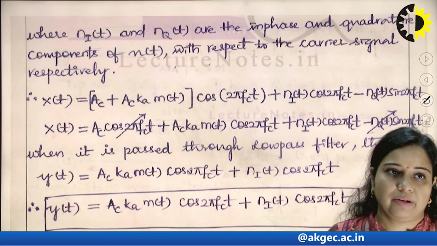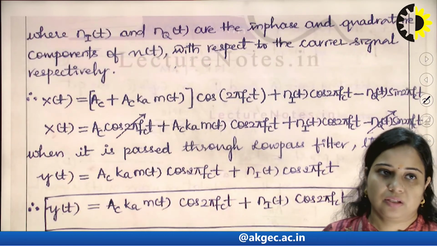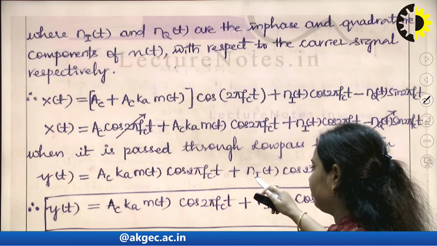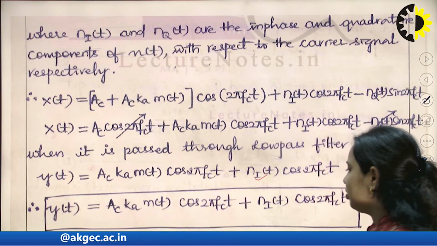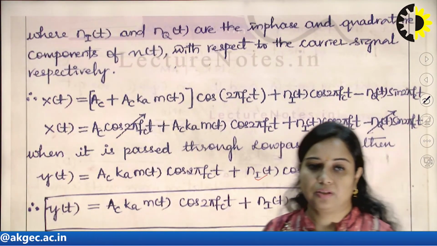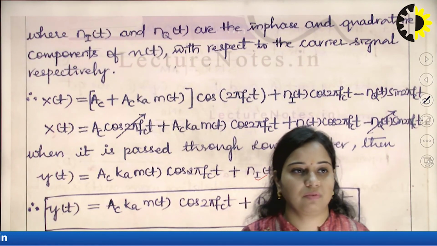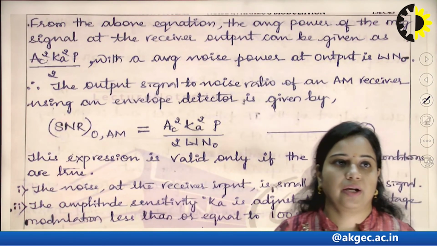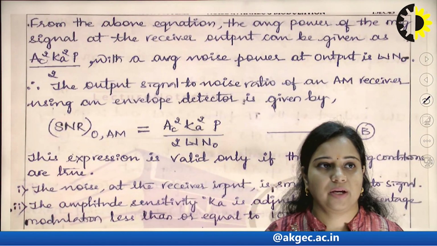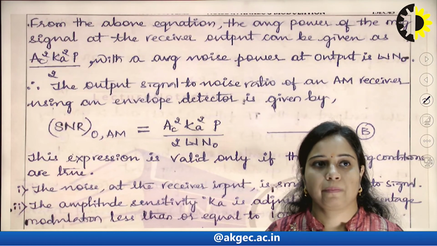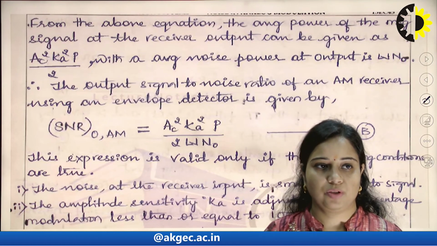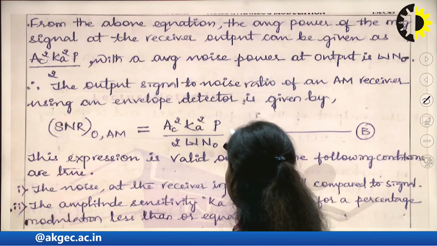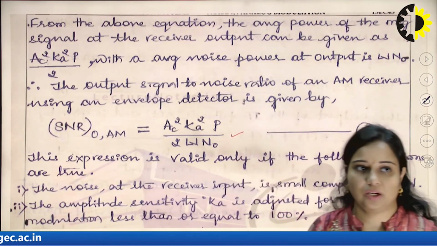After putting this value and multiplying it with the signal generated from the local oscillator, we have this term, that is Ac Ka m(t) plus nI(t). So, that is the value at the receiver side. From this equation we calculate the signal power, which is equivalent to Ac square Ka square P upon 2, and the average noise power is given by W into N naught. So, the signal to noise ratio at the output of this receiver will be equivalent to Ac square Ka square P divided by 2 W N naught.